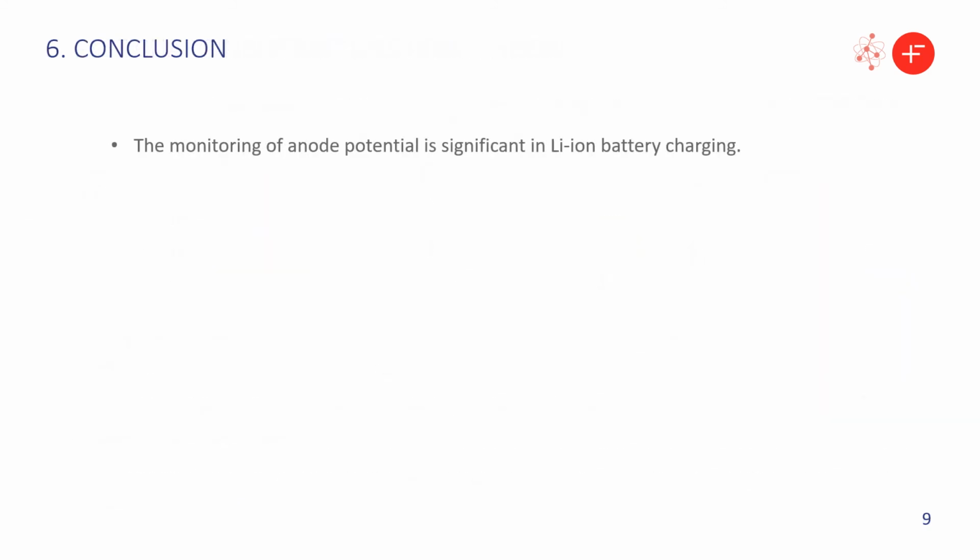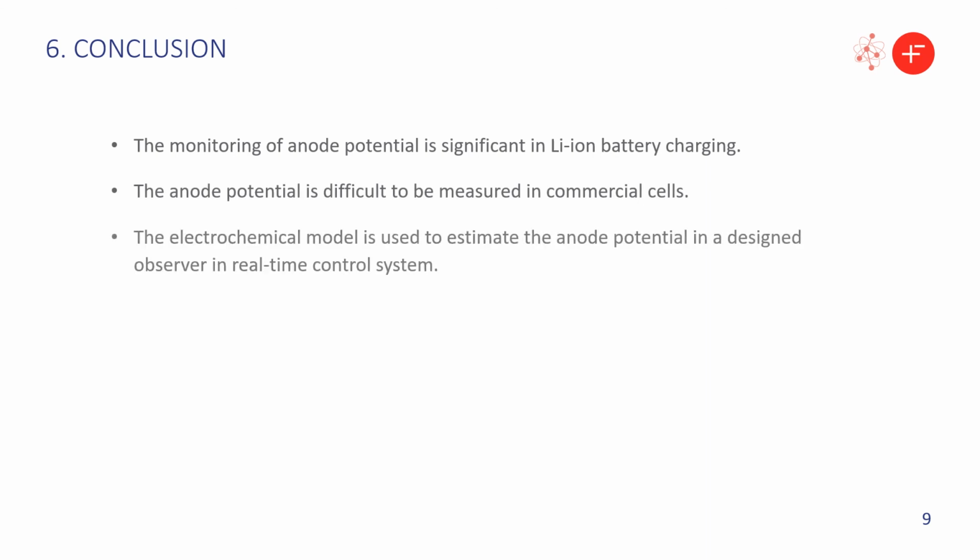So in conclusion, this presentation talks about the importance of monitoring the anode potential during lithium battery charging. Because the anode potential is difficult to measure directly, a suitable electrochemical model will be used to estimate the anode potential, and it needs to be simple enough to be applied in a real-time controller.